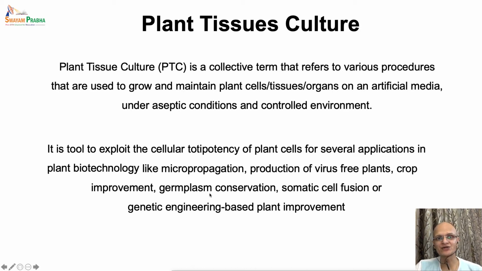Then it's also frequently used to conserve the germplasm or important germplasm. Somatic hybridization that helps us to bring the traits from two different species which are sexually incompatible by the fusion of these somatic cells. And then the genetic engineering based plant improvement. So basically the regeneration of whole plants from few cells or tissues is kind of a basic requirement for the genetic engineering based intervention of the crop improvement.